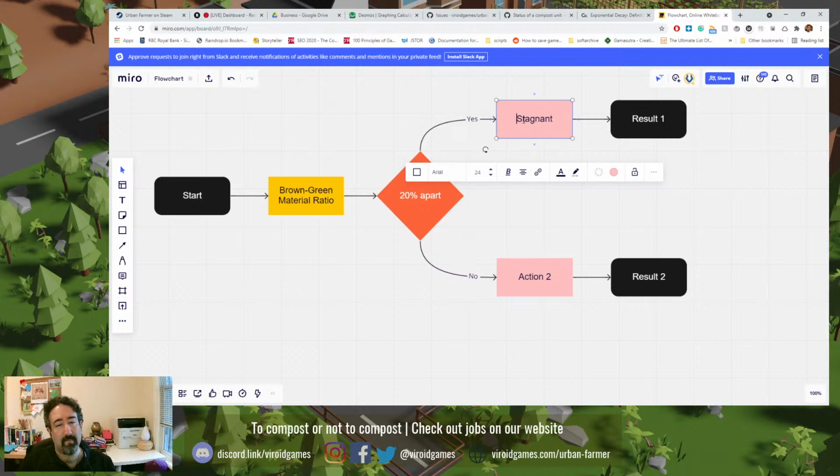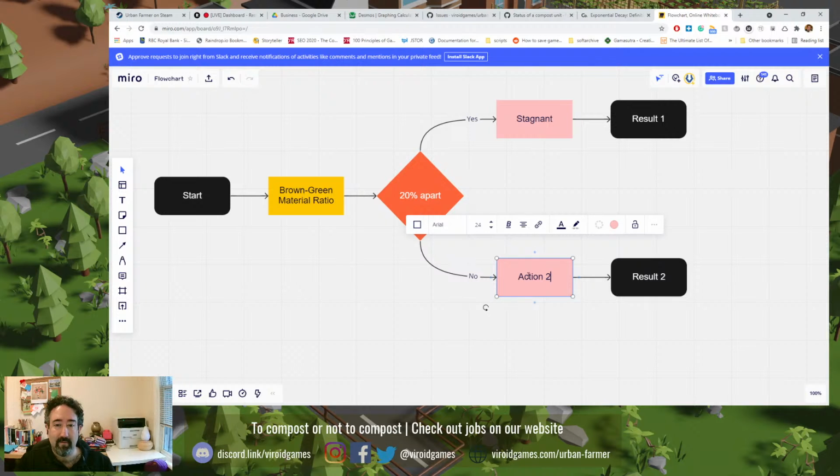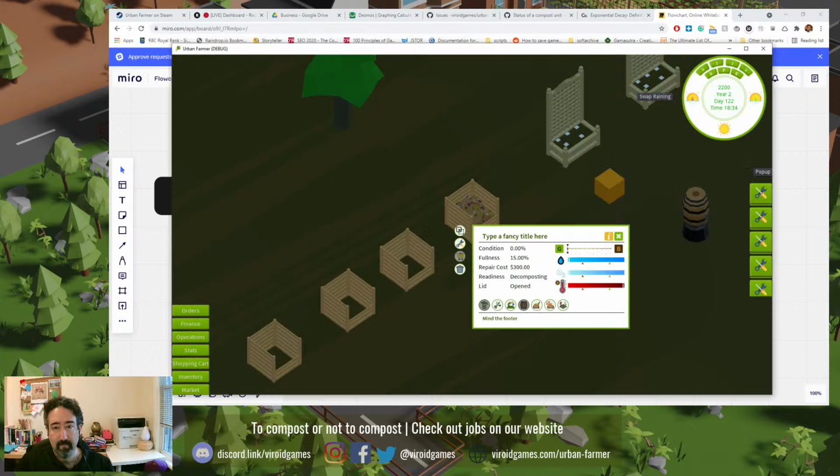Let's write it this way so that there are fewer S's. If it's not more than 20% apart, there is a good ratio. Then we can move on to there's enough moisture.